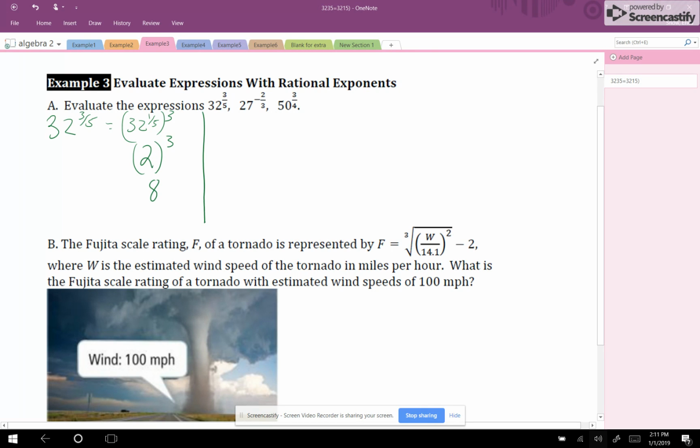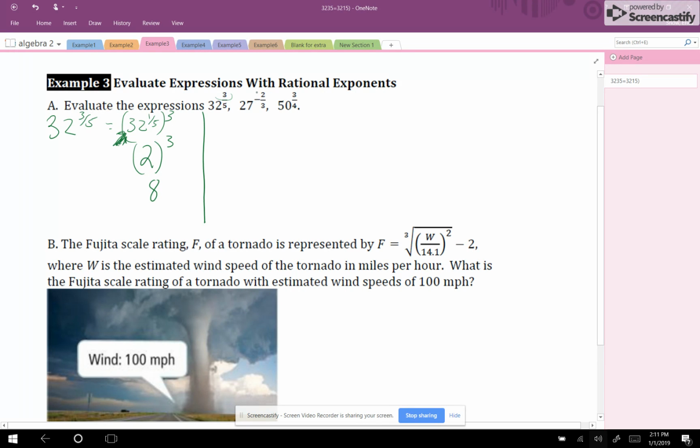I will say that usually doing that radicand first, so doing your radical expression first and putting your denominator in the parentheses gives you a smaller number to work with, so that when you do your top number of your fraction, you've got smaller numbers.